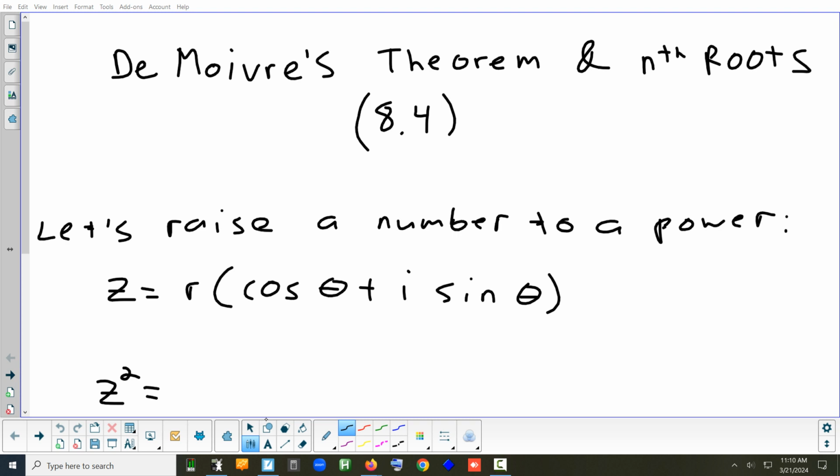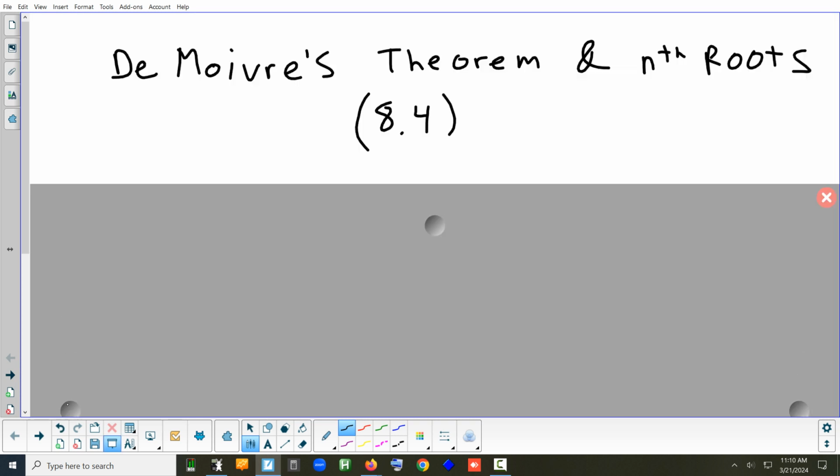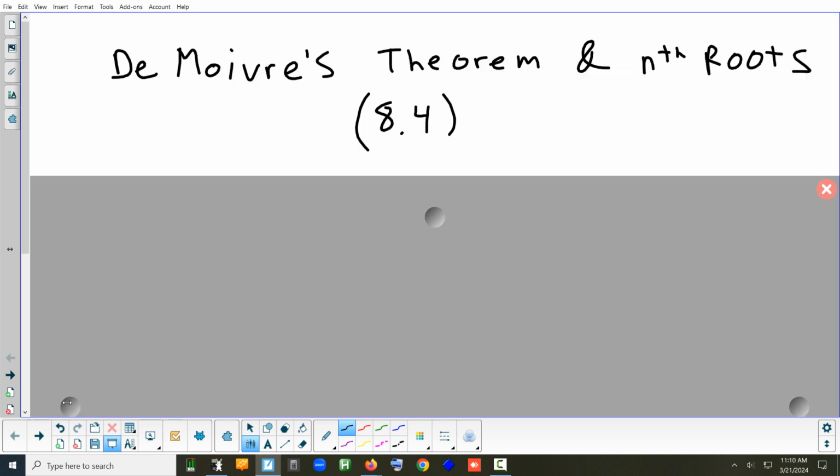Okay, so last section we're going to look at is 8-4. And it's, again, a little bit more you can do with complex numbers in trig form. But it has to do with raising to a power and taking a root. So we already have a way to raise something to a power. Okay? So let's just look at an example of raising something to a power the way we already know how to do it.